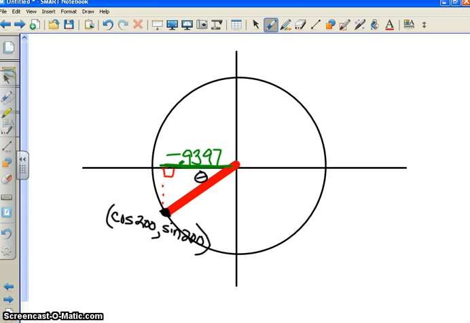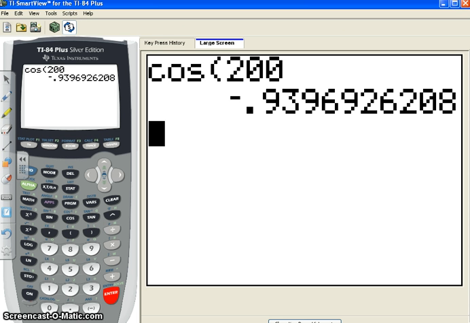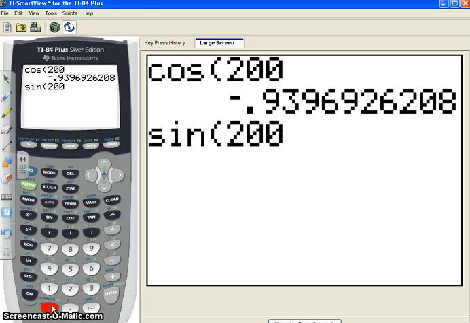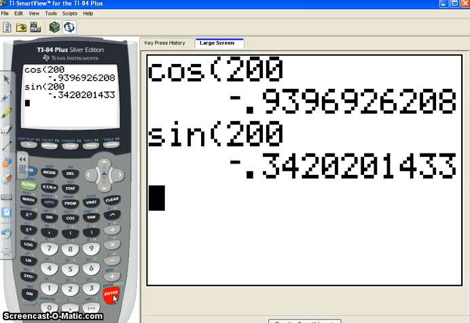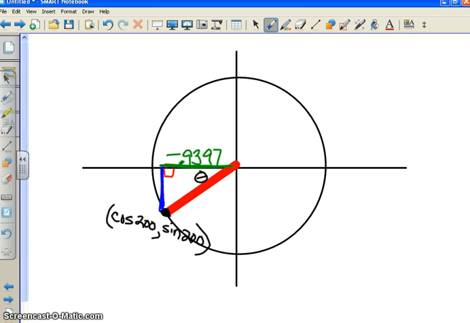And then my sine value is going to be this. And I'll get that off my calculator as well. Sine of 200, negative 0.342. So the coordinates of this point of intersection of the terminal side and the circle is negative 0.9397, comma, negative 0.342. So any point along the unit circle is going to be a combination of the cos of the angle that you rotated and the sin of the angle that you rotated.